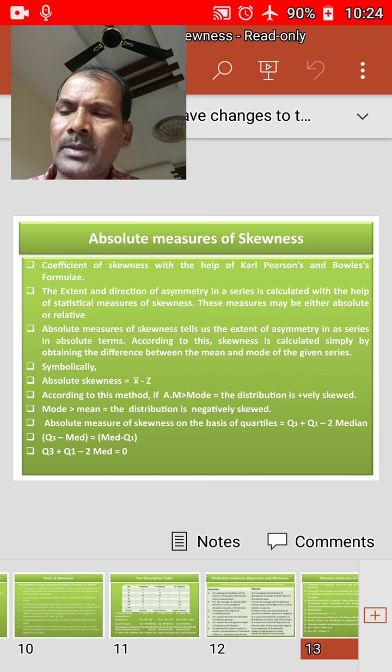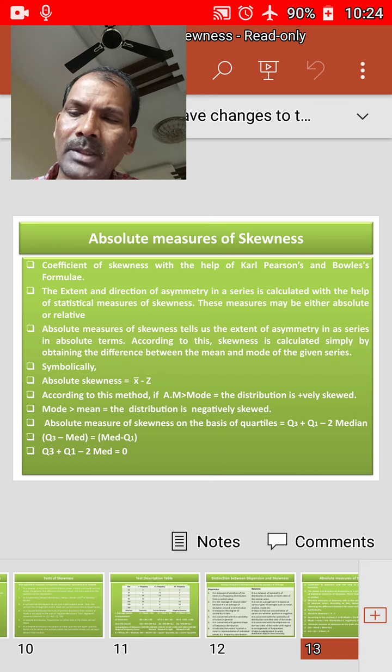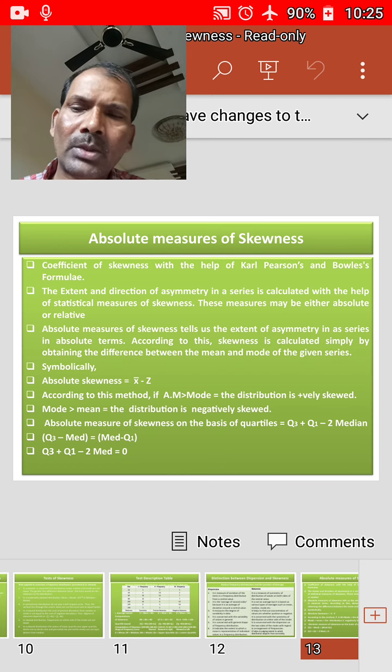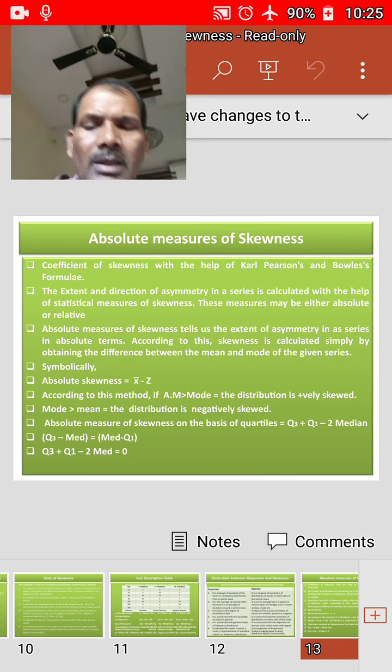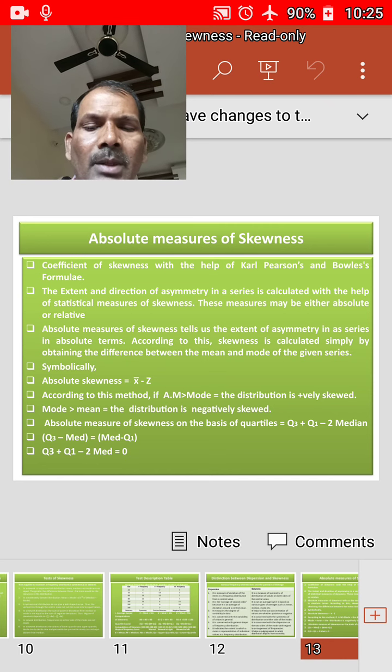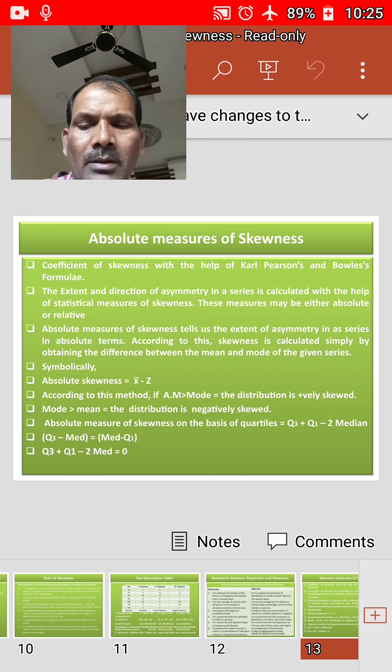To find out the absolute measure of skewness, the difference between mean and mode is used because in a symmetric distribution, the values of mean, median and mode are alike, but in an asymmetrical distribution the mean moves away from the mode on either side. Hence, the distance between mean and mode is used to measure the skewness. The greater the distance between the mean and mode, whether positive or negative, the more would be the asymmetry in the distribution.